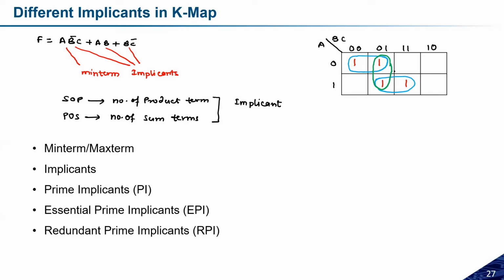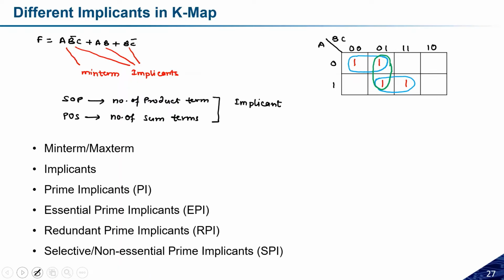The important thing is the redundant prime implicant never appears in the final solution, but the essential prime implicant always appears in the final solution. So this is some of the important terms. One more term that we need to consider here is the selective or the non-essential prime implicants. What is the selective and non-essential prime implicant? Basically, the prime implicants which are neither essential nor redundant.